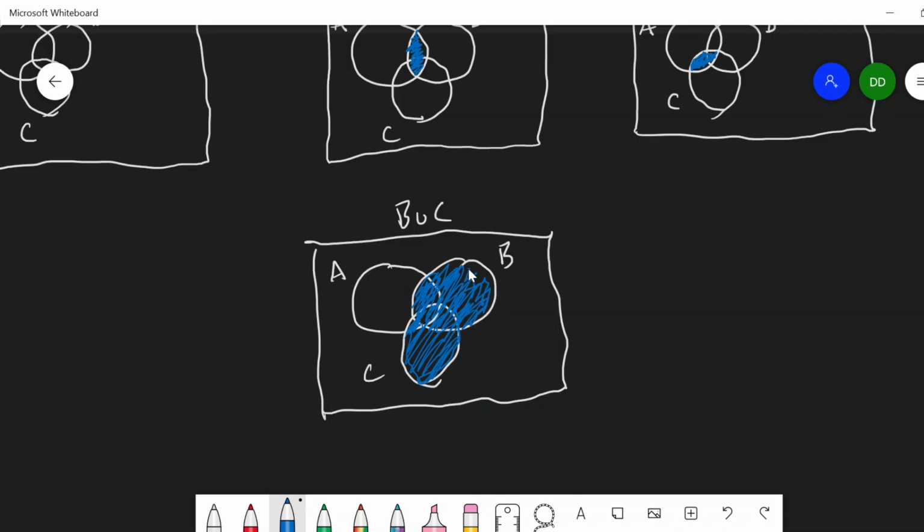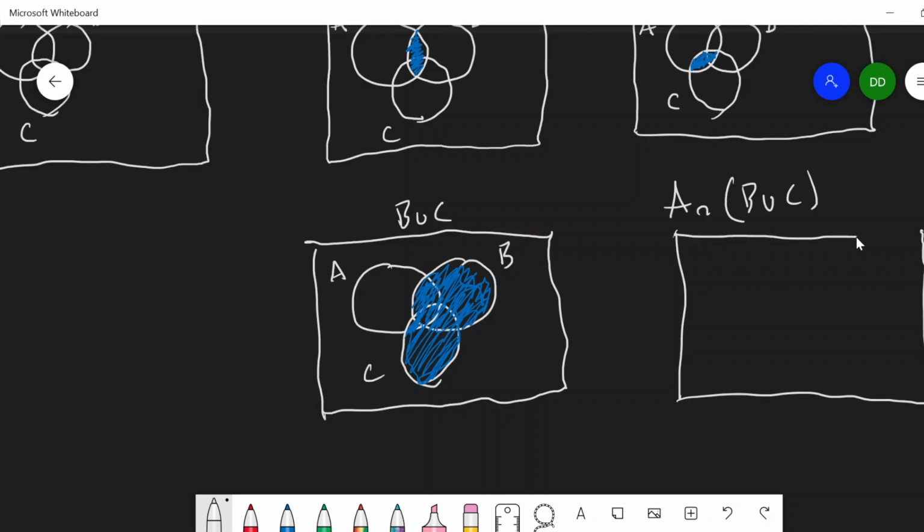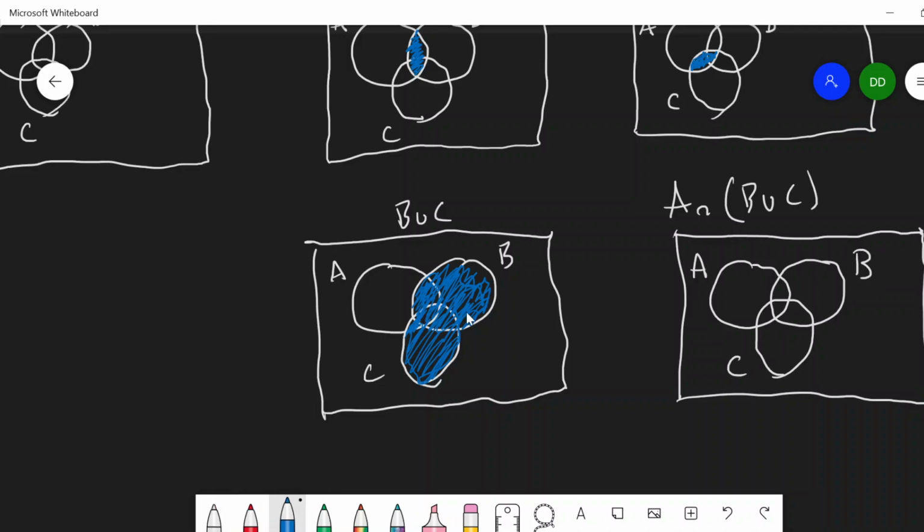Now you'll notice there's some of this set that I just drew, some of this B union C, some of it's also in A. And so now I want to take an intersection with A intersect B union C. So I'll just take that part of B union C that's also in A. So there's A, there's B, there's C again. So there's B union C, and just this bit is also in A. So what is that? That's exactly this part of it.